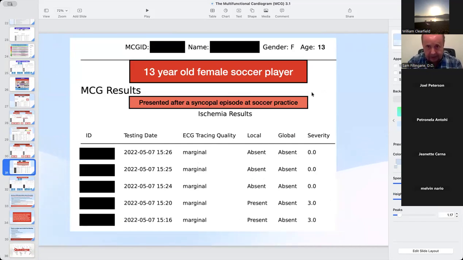This is a child. She's 13 years old. She passed out, had a syncopal spell on the soccer field. The coach describes her as being relatively unconscious for about 1 minute. It scared him to death. She came back.